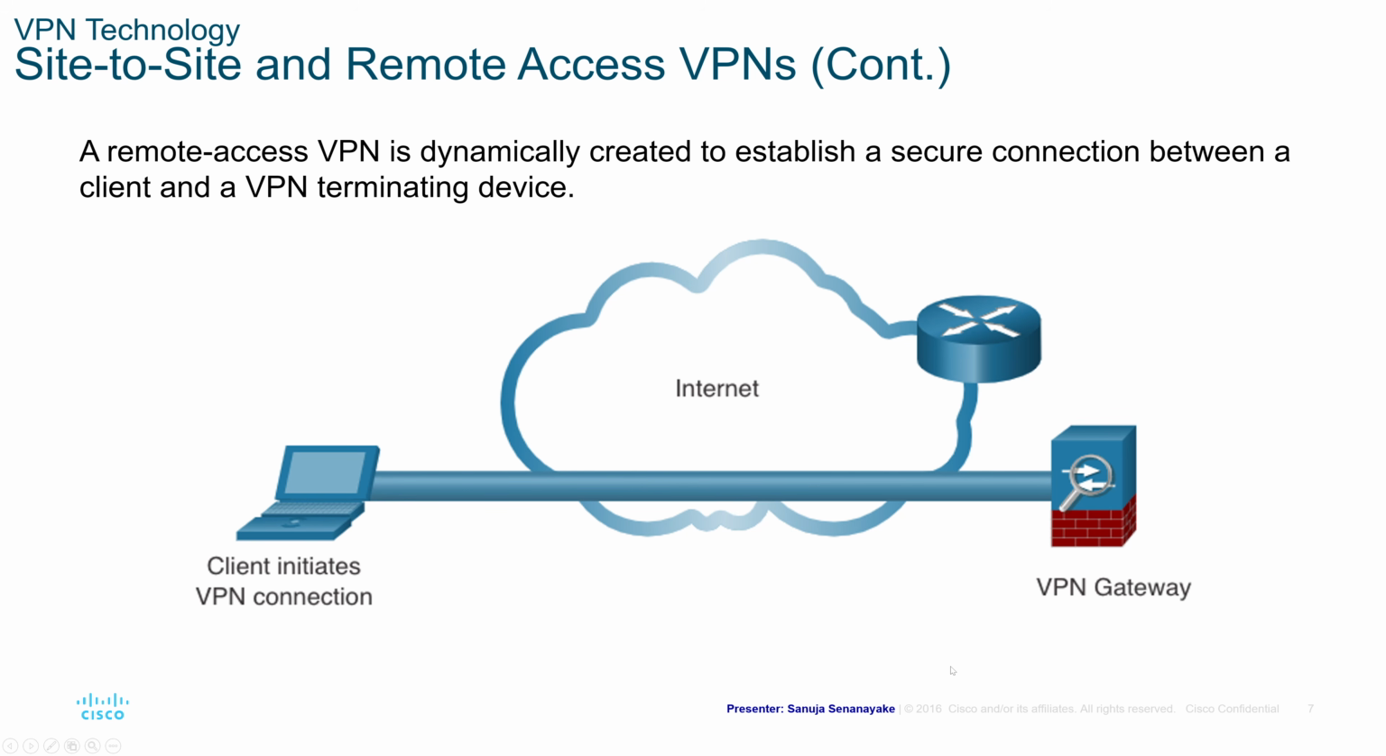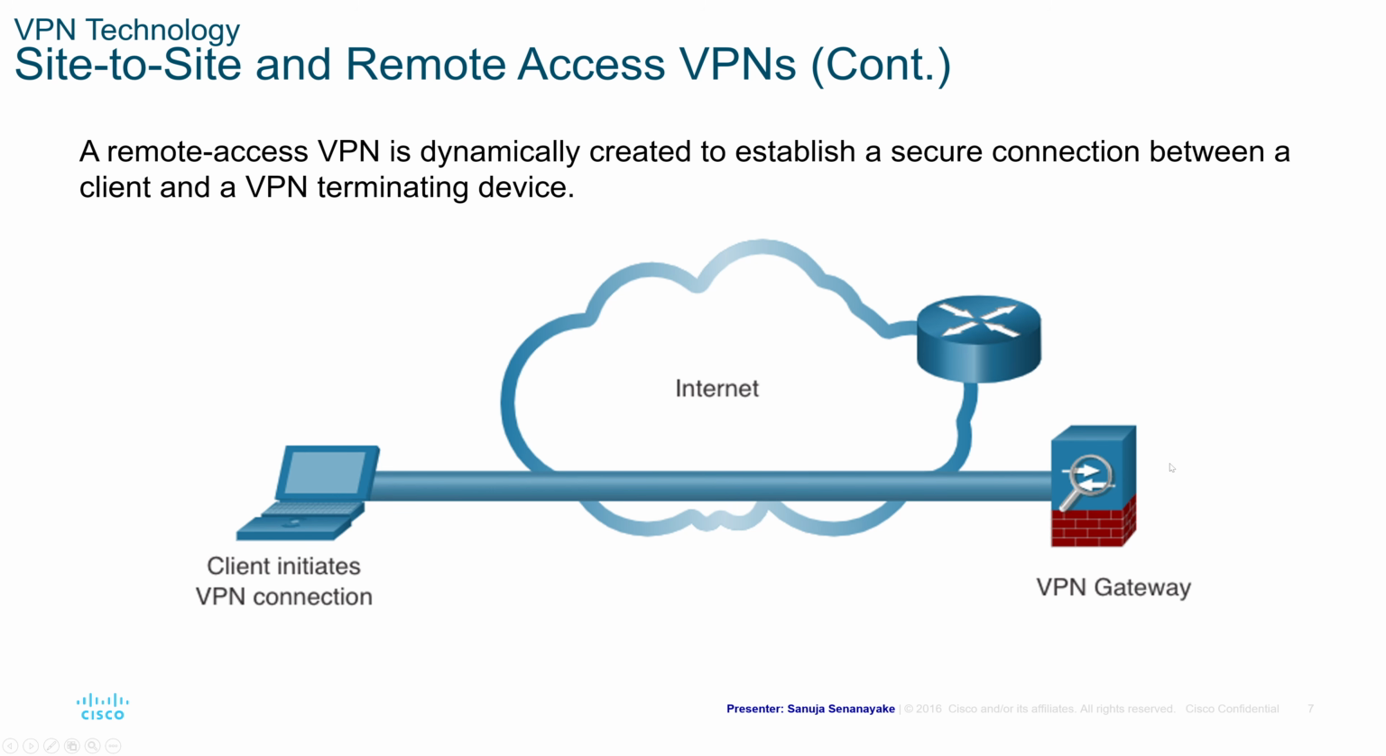Remote access VPN is dynamically created to establish a secure connection between a client and a VPN terminating device. In that situation, the client or the end user will be directly using the VPN tunnel to connect to a VPN gateway that is located in a remote location. So the client would know that it is actually using VPN to connect to the system. The client would have software like Cisco AnyConnect, for example, and would connect with the credentials for that VPN tunnel in order to get a connection to that VPN gateway.